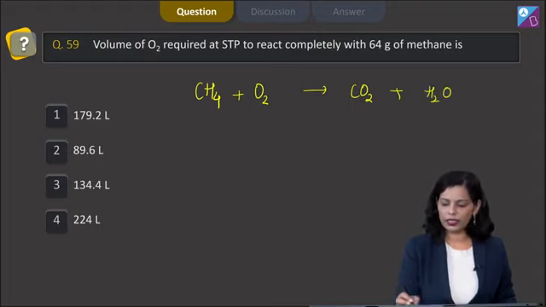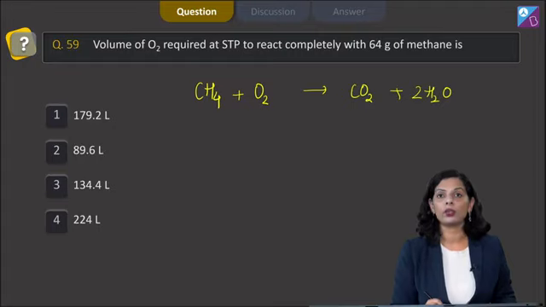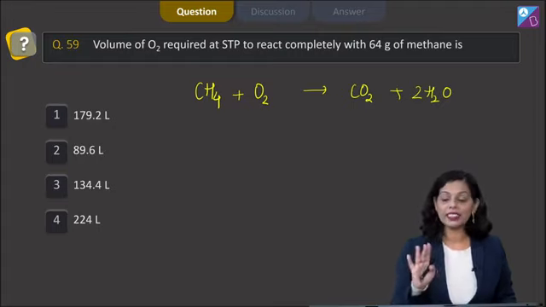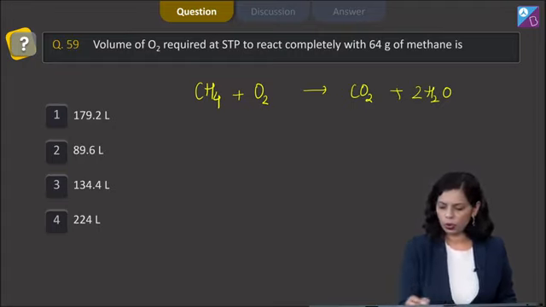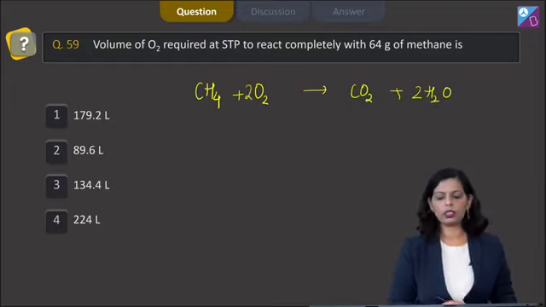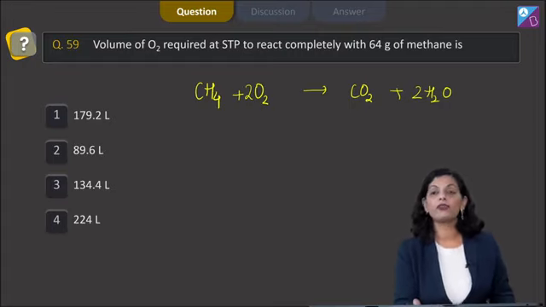Okay, you have to balance the reaction. This is the prerequisite while you are using stoichiometry. Balancing is mandatory. Okay, so 2O2. This is the balanced chemical equation which is going on. Volume of oxygen required at STP to completely react with 64 gram of methane.